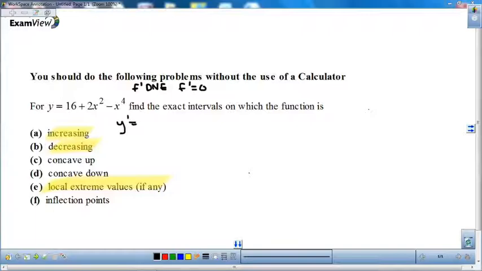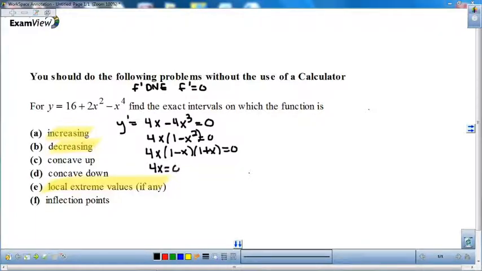So my first derivative is going to be 4x minus 4x cubed. I'm going to set that equal to 0. I'm going to factor out 4x, and then factor one more time. I'm going to have 1 minus x, 1 plus x. So I have 4x equals 0, 1 minus x equals 0, 1 plus x equals 0. So x is equal to 0, x is equal to 1, and x is equal to negative 1.